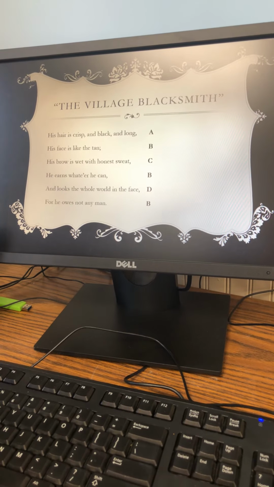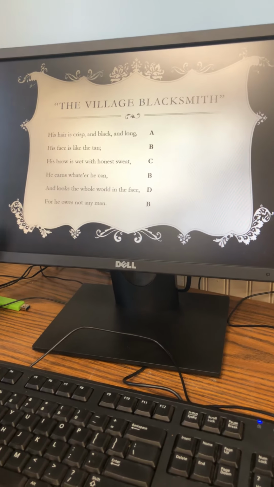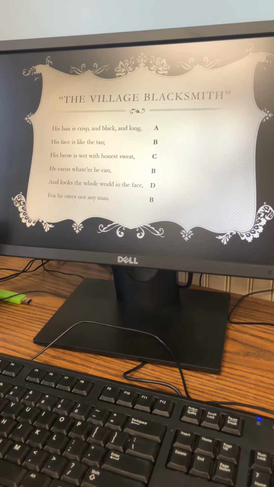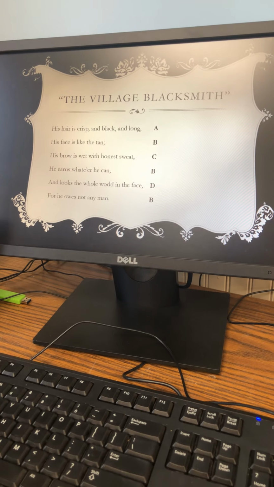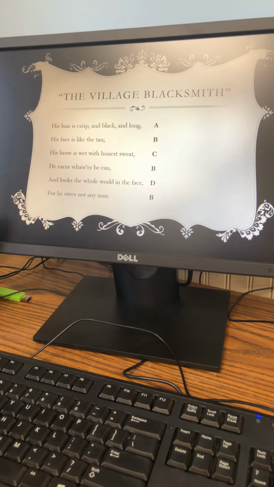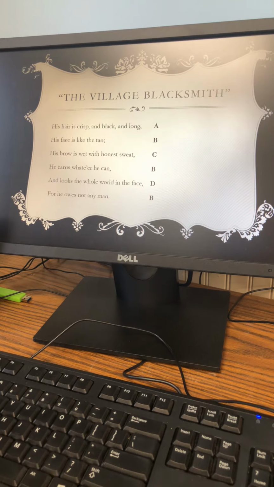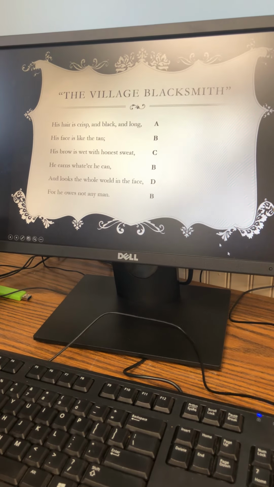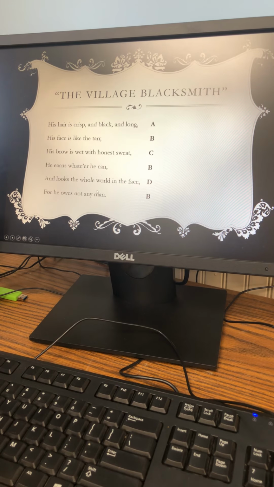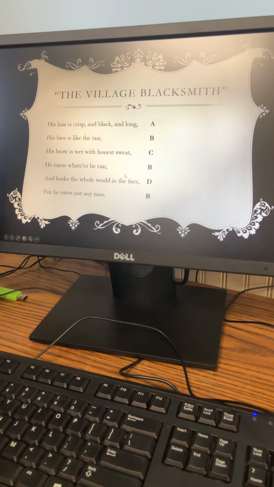His face is like the tan. Tan does not rhyme with long, so it gets the next letter, which is B. His brow is wet with honest sweat. Sweat does not rhyme with long or tan, so we give it the letter C. He earns whate'er he can. Can does not rhyme with long, but it does rhyme with tan, so we will give this line the letter B.